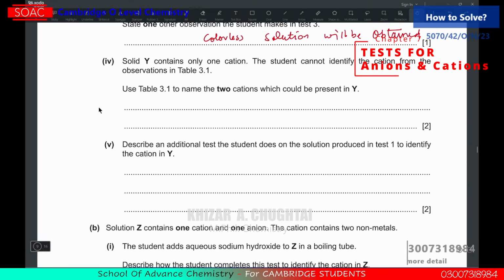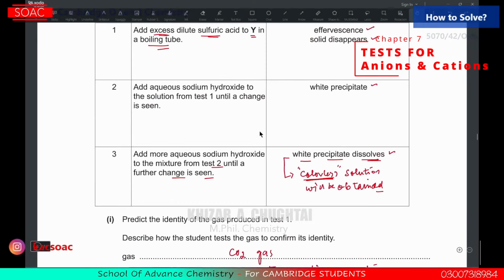Next one, fourth portion: solid Y contains only one cation. The student cannot identify the cation from the observations in table 3.1. Use table 3.1 to name the two cations which could be present in Y. So basically, here is the formation of a positive ion.